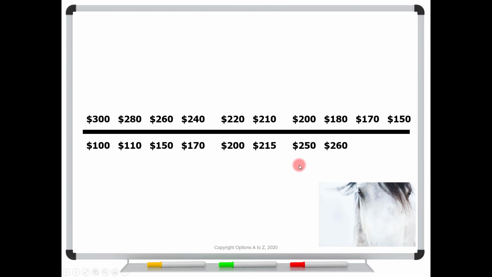We have buyers or bidders on one side, we have sellers or the offer prices on the other. So the question for our auctioneer here is, what should be the market price? What's kind of a fair price for this horse? Well, let's take a look.